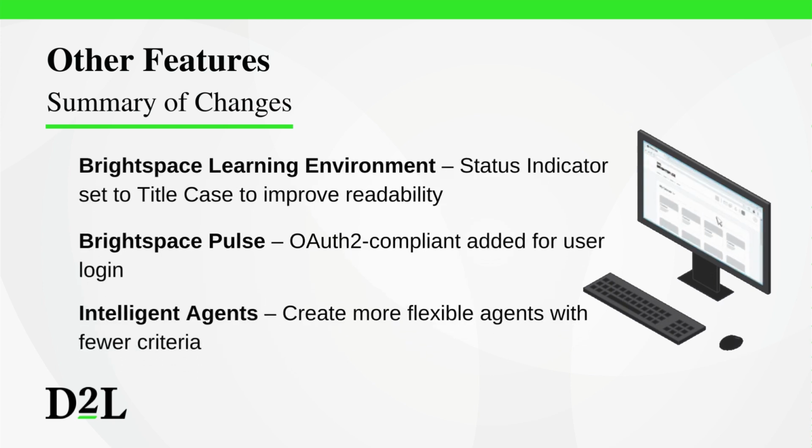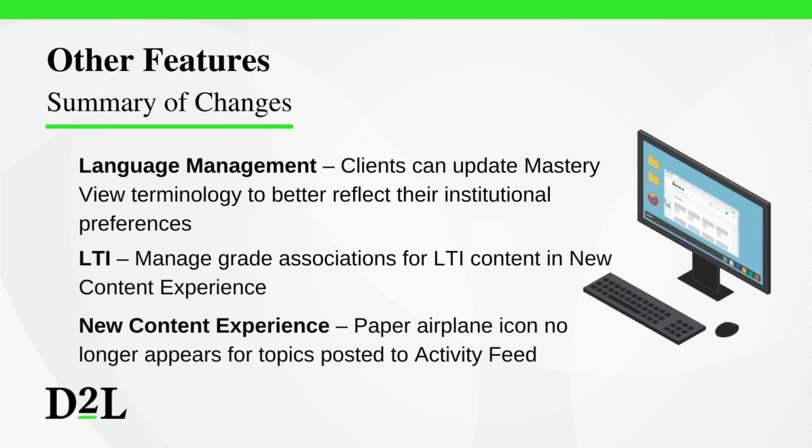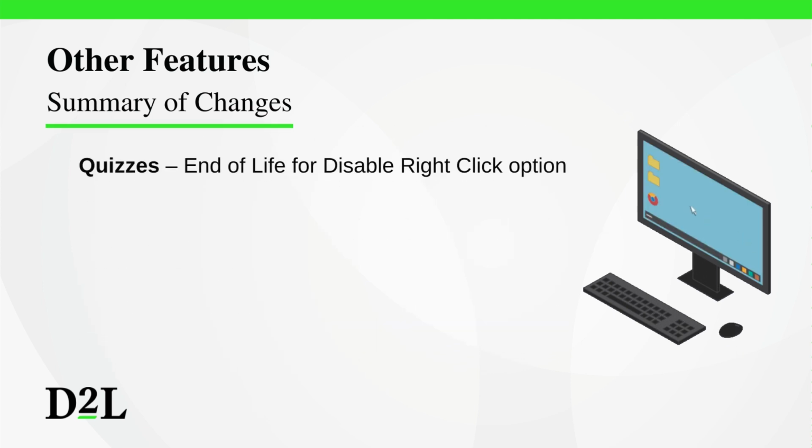The status indicator is now set to title case to improve readability throughout Brightspace Learning Environment. OAuth 2 compliant added for user login in Brightspace Pulse. With intelligent agents, create more flexible agents with fewer criteria. With language management, clients can update Mastery View terminology to better reflect their institutional preferences. With LTI, manage grade associations for LTI content in New Content Experience. Paper Airplane icon no longer appears for topics posted to Activity Feed in New Content Experience. And lastly, End of Life for Disable Right-Click option in the Quizzes tool.